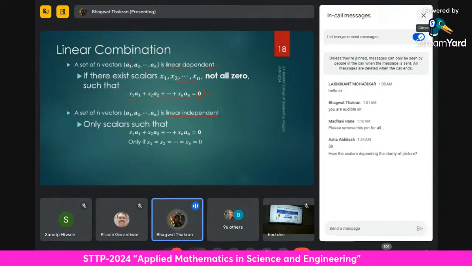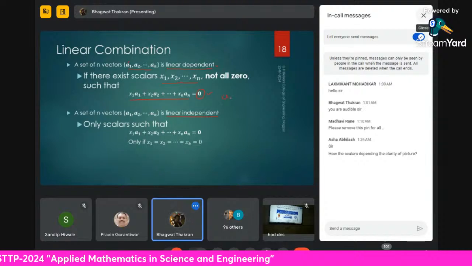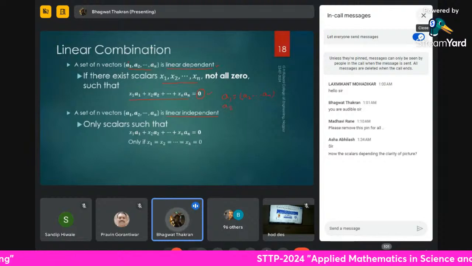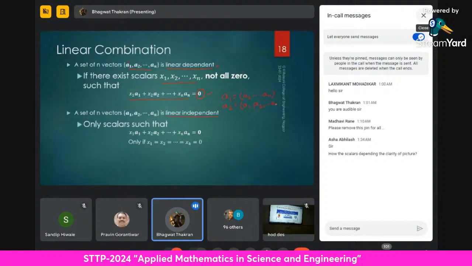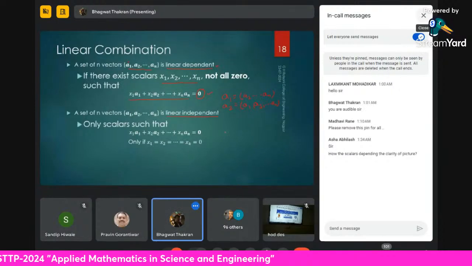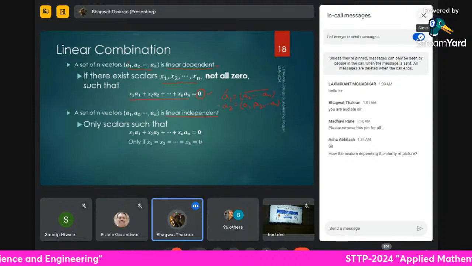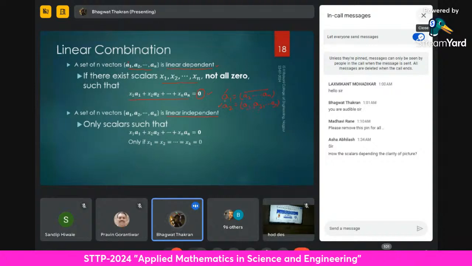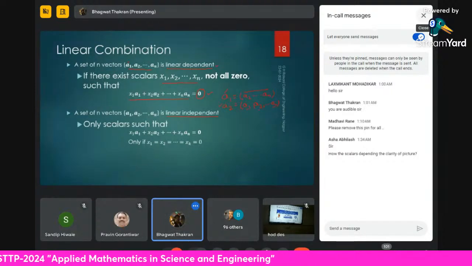These vectors are dependent. So I can represent a vector a1 in the form of the rest of the vectors. Or I can represent vector a2 as a combination of A1, A3 and the rest of the vectors. That means my vector A1 is depending on the rest of the vectors. Vector A2 is depending on vectors A1, A3 and An. So this is called the dependency, where the scalars won't be zero.